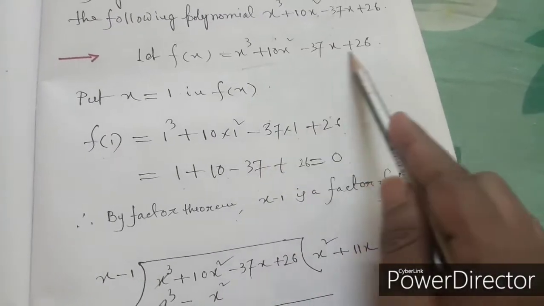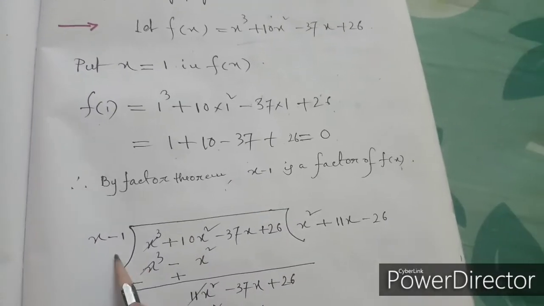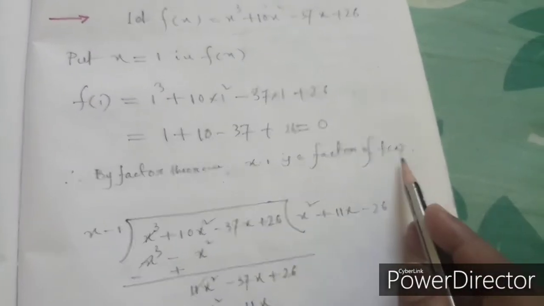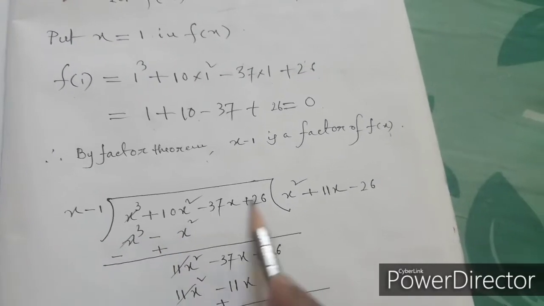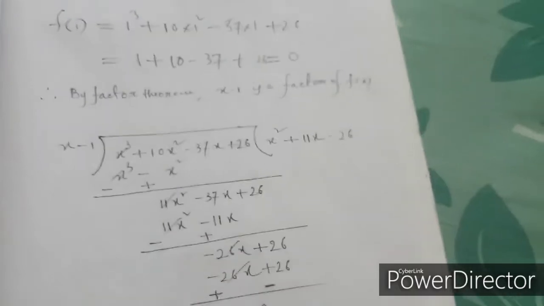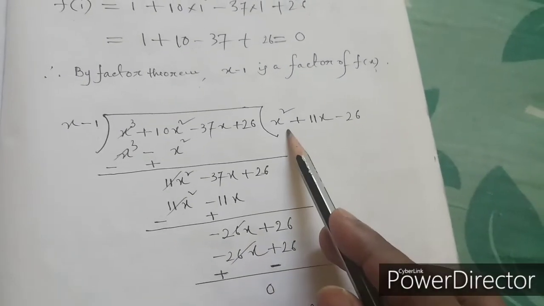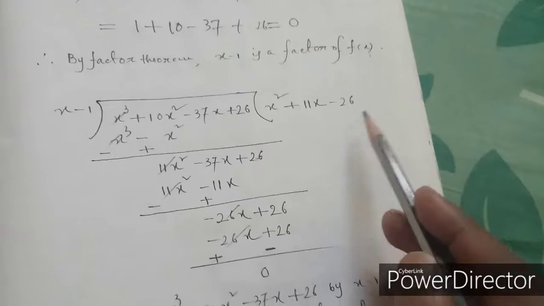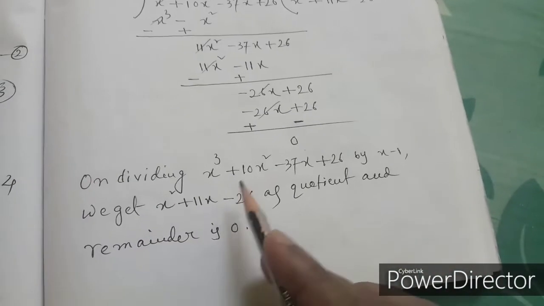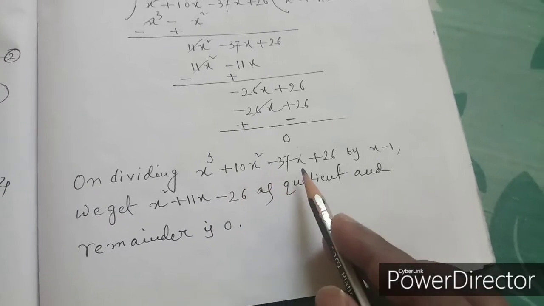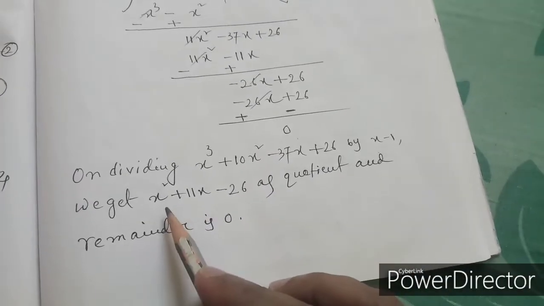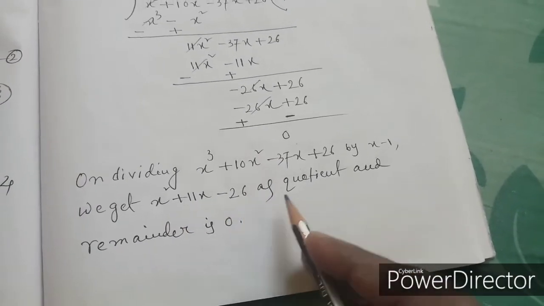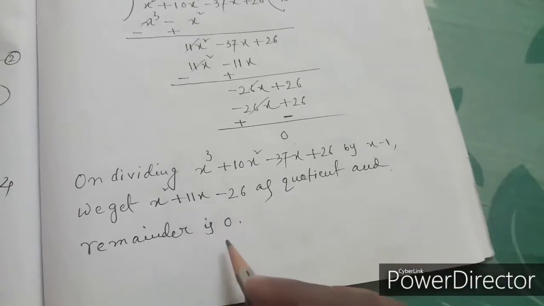So now, dividing this polynomial by x minus 1. Since x minus 1 is a factor of f(x), we now divide the polynomial by x minus 1. After dividing, we get the quotient x square plus 11x minus 26 and remainder 0. So that's why I write it here: on dividing x cube plus 10x square minus 37x plus 26 by x minus 1, we get x square plus 11x minus 26 as quotient and remainder is 0.